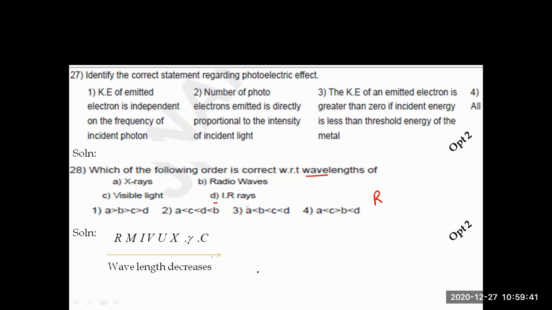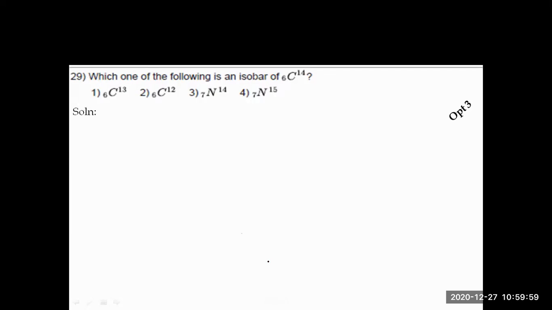Shall I proceed now? Yes, sir. 29. Which one of the following is an isobar of carbon 14? Option 3. Isobars will have the same mass number, different atomic number. So option 3.